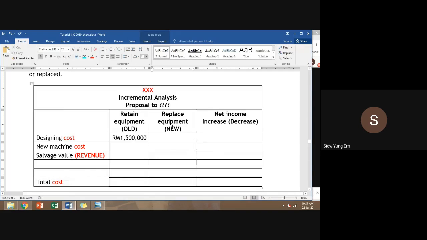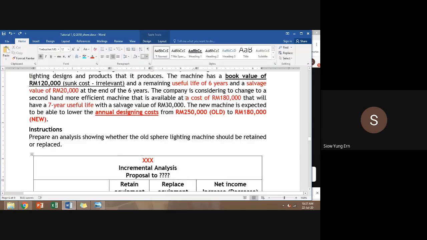Next one, if you want to replace the machine with a new machine, you need to buy the new machine. So how much is your new machine cost? Correct, 180,000, given here in the question at a cost of 180,000.